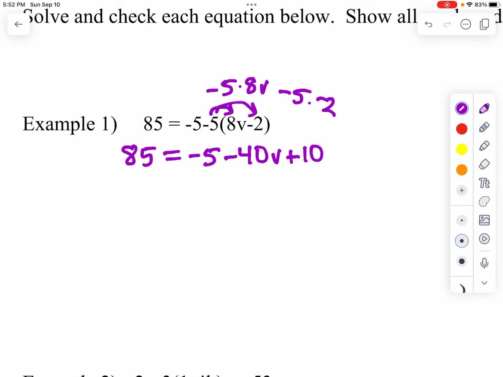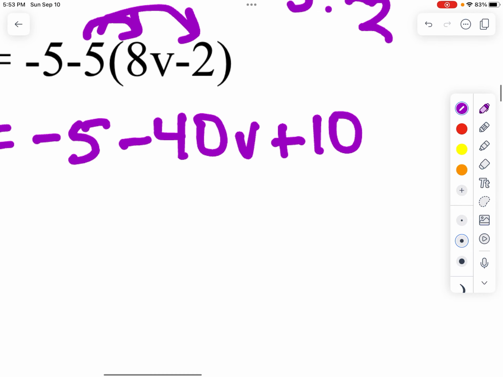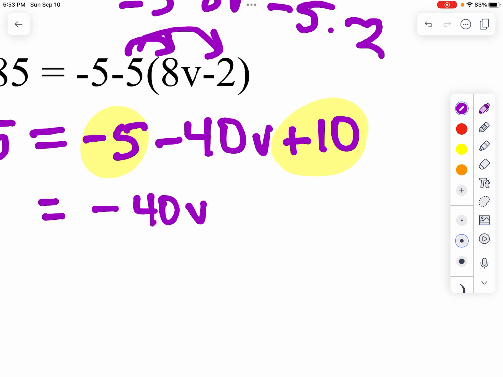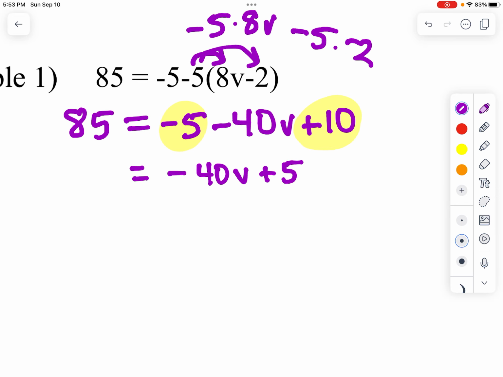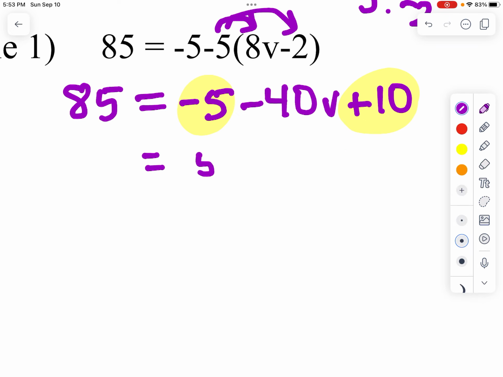Step 2 says look for any like terms on the left. There's not much going on over there. Look for any like terms on the right. So I do have like terms on the right side. So I'm going to go ahead and combine these constants. Negative 5 plus 10 is positive 5. So you can either put that in the front or you could put it behind the negative 40v. And again, if you don't like that, you could put the 5 first, and then you could put the minus 40v. It does not matter.